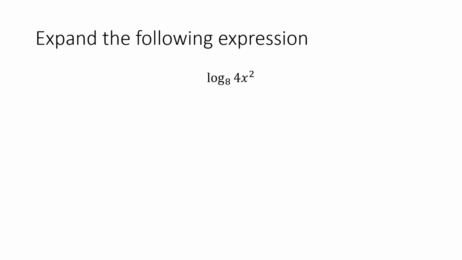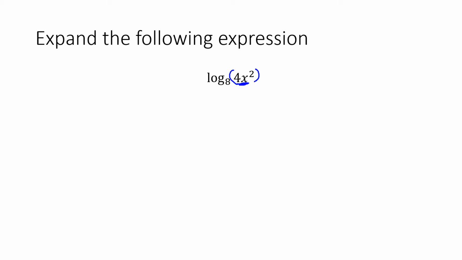So suppose we had to expand the following expression. We look at the argument, and remember our rules are based on what's happening with the argument. If there's a product in the argument, then we're going to apply the product property. If there's a quotient, we'll apply the quotient property. And if there's a power, we'll apply the power property. Notice that we're multiplying 4 times x squared here.